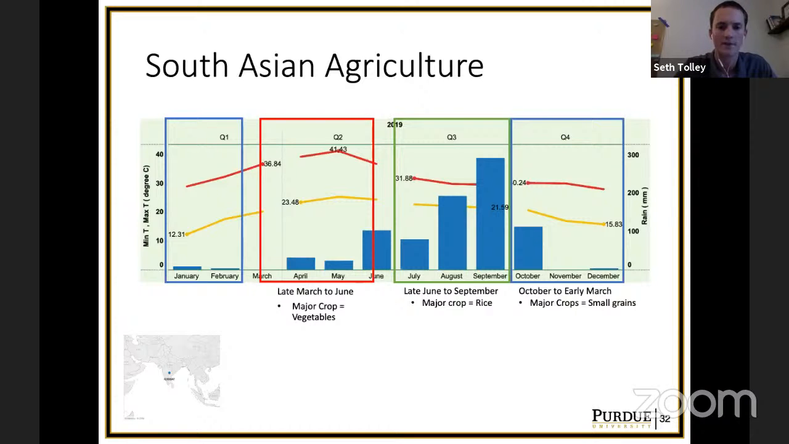And then you have this final growing season, which is extremely difficult, where you have both extreme temperatures and also less water availability. And so this is one of the reasons why a heat tolerance project would be vital for this region.